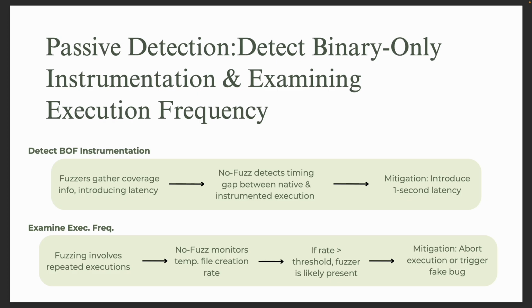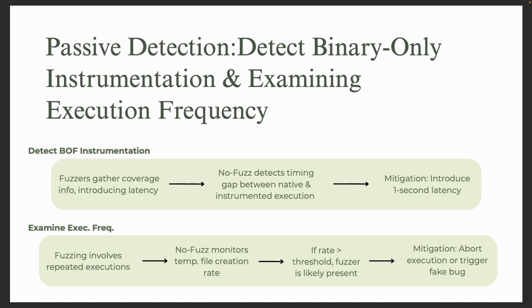As shown in this slide, there are two key detection strategies. The first approach targets binary-only fuzzers like AFL-QEMU. This fuzzer inserts extra code to collect coverage data, and that introduces execution latency. NoFuzz detects this by comparing the timing gap between native and instrumented execution. Once a suspicious delay is observed, it introduces a 1 second latency to disrupt fuzzing speed.